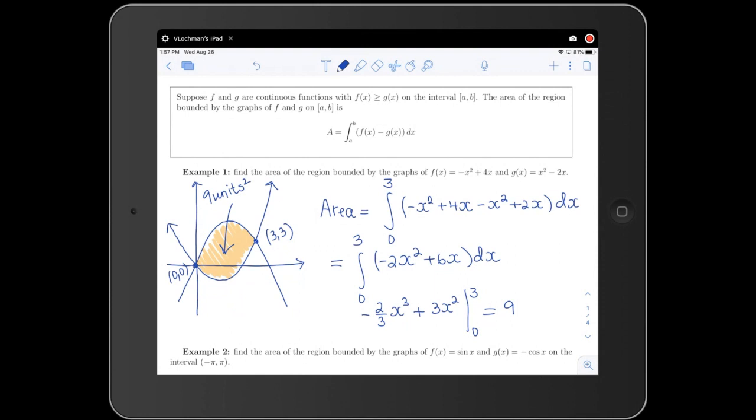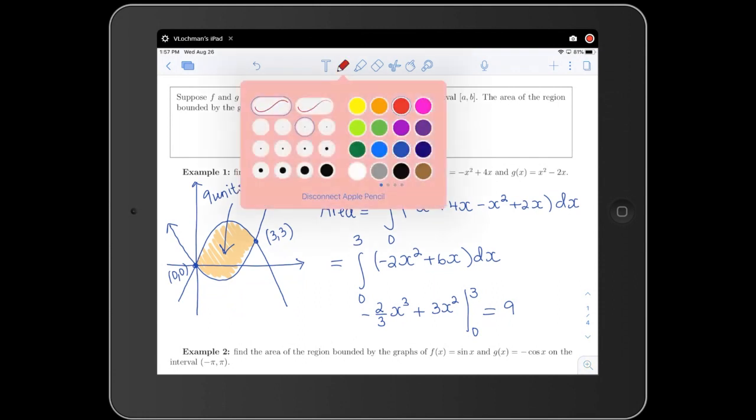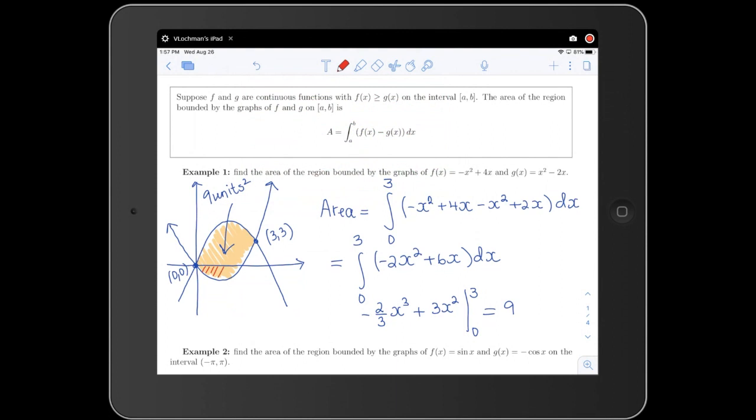Okay, I think I know what you're asking. You're saying we're subtracting, right? Let me highlight this part. See if this is the part that you refer to. Like this part right here? Well, if you were to just integrate this part right here, so let's say you integrate g from 0 to whatever, you're going to get a negative number, correct? Yes. That's why we're subtracting.